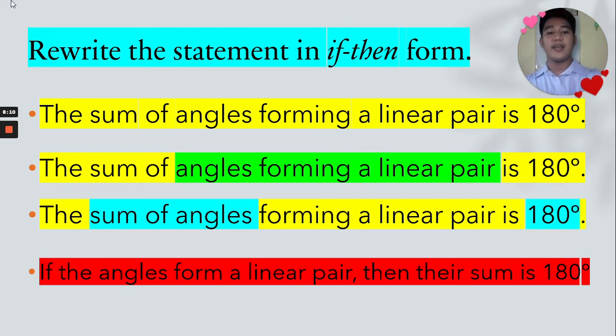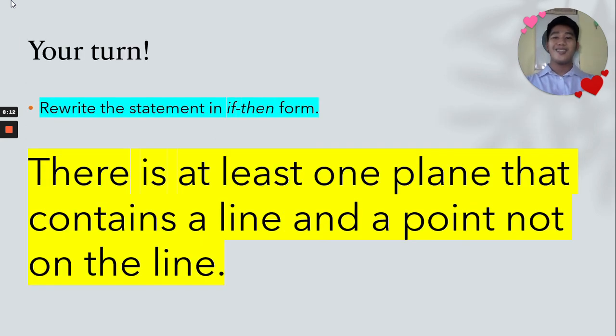Okay, and of course, your turn. Try to rewrite the statement in if-then form. There is at least one plane that contains a line and a point not on the line. So think of it. I will not show the answer. You may comment down below or you may send it to me personally. What is your answer to this?